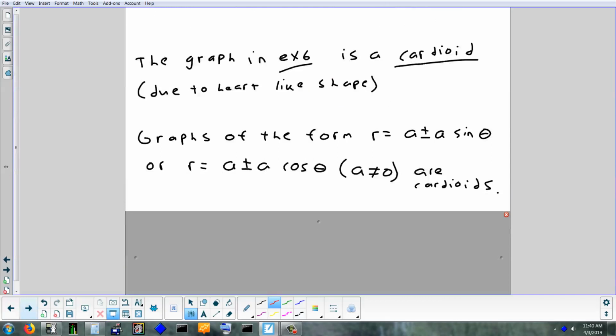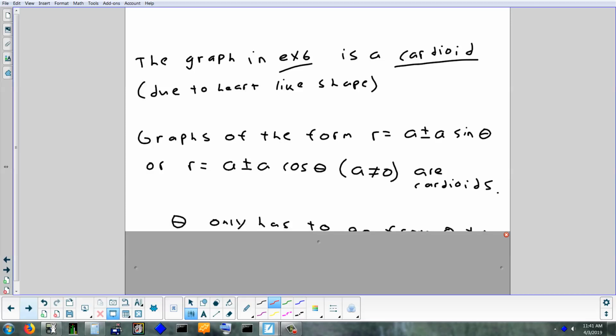Cardioids can be one of two forms: a number plus or minus a number with sine, or a number plus or minus a number with cosine. We did the sine one. If you did cosine, it would turn the heart on its side. So you might get a cardioid shape that looks like that. It's not as pointy as a heart, which is why I'm not trying to make it super pointy there, but it could turn it sideways, depending on if you use sine or cosine.